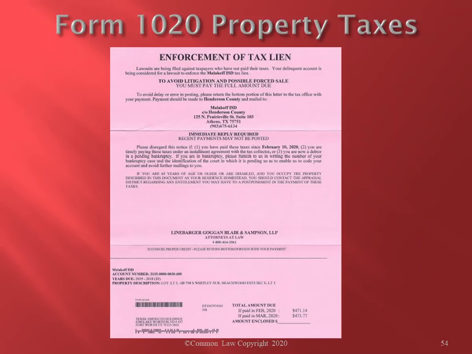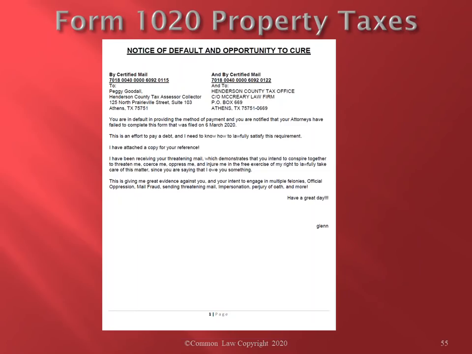Anyways, so this is what they sent me. To avoid delay and error in posting, to avoid litigation and possible forced sale, you must pay the full amount. And so this is a pink letter. It's very threatening and all that stuff. Anyways, so that was the Form 1020, right? And then there's the Notice of Default and Opportunity to Cure. And you're in default to providing a payment method, but get a load of this.